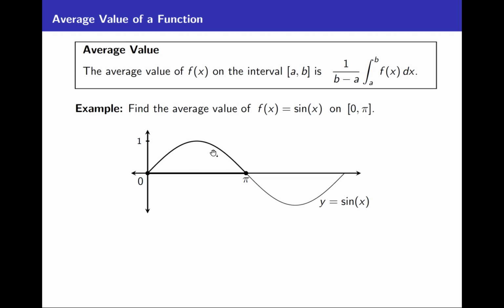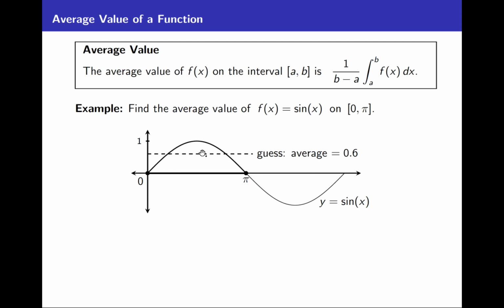So here's the graph of sine of x, and we're looking for its average value when x is between 0 and pi. So certainly there that average value looks positive. But what is it exactly? Well, we could use this formula to find it exactly. But before we do so, I want to kind of guess.